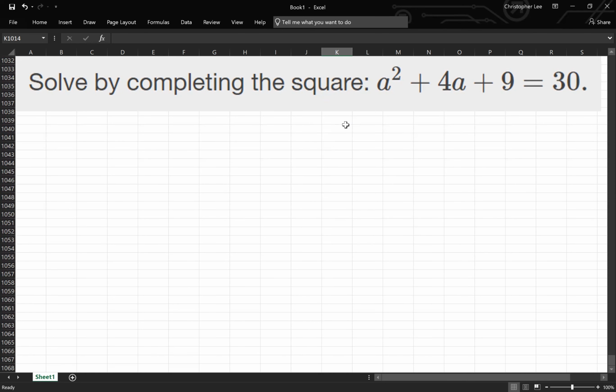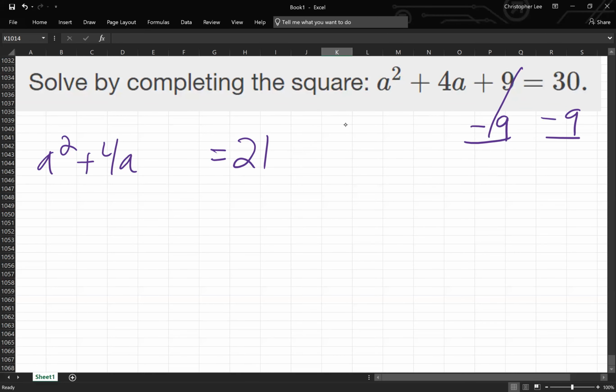All right, let's take a look. All right. So I have a squared plus 4a plus 9 is equal to 30, right? I want to isolate my constant term, so I'm going to subtract 9 from over here. What I do to one side, do to the other. So now I have what? I have a squared plus 4a is equal to 21, right?